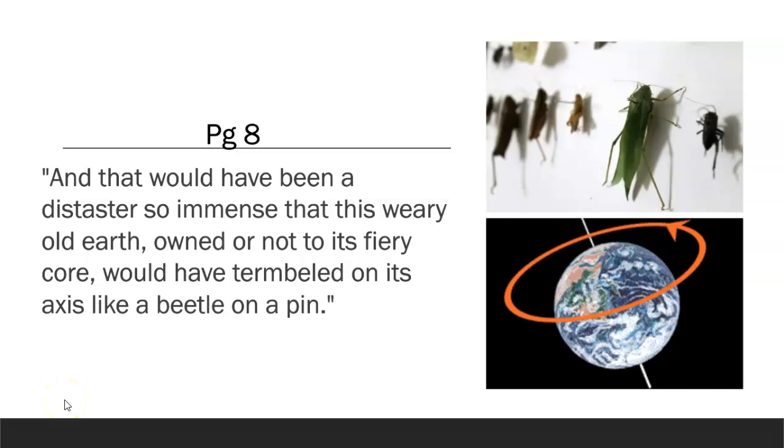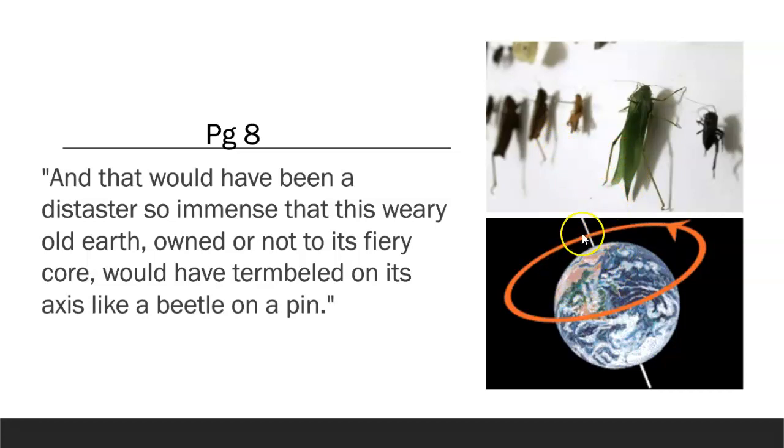On page 8, it says, "And that would have been a disaster so immense that this weary old earth, owned or not, to its fiery core, would have trembled on its axis like a beetle on a pin." I'll have to fix that spelling error. Back in the day, in the early 1900s, people did a lot of bug collections, and when they collected bugs, they would pin them to an insect board. Like over here, we have a grasshopper, and it is pinned to a board right there. And they're dead. They can't go anywhere.